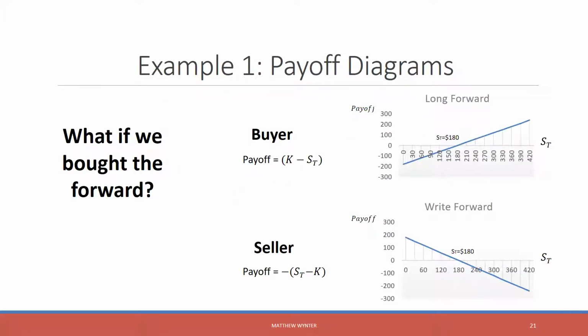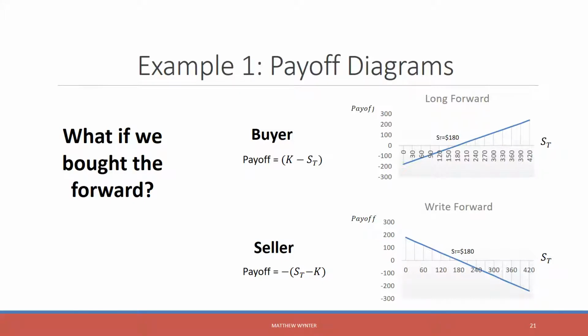What would it look like if we bought forward? Had we bought forward, it would have been the exact opposite. So if we expect the price to go up and we buy forward, we can see that we have the exact opposite, a flip of what happens when we sell forward. Okay, so there's one thing I want to point out. Two things I want to point out.